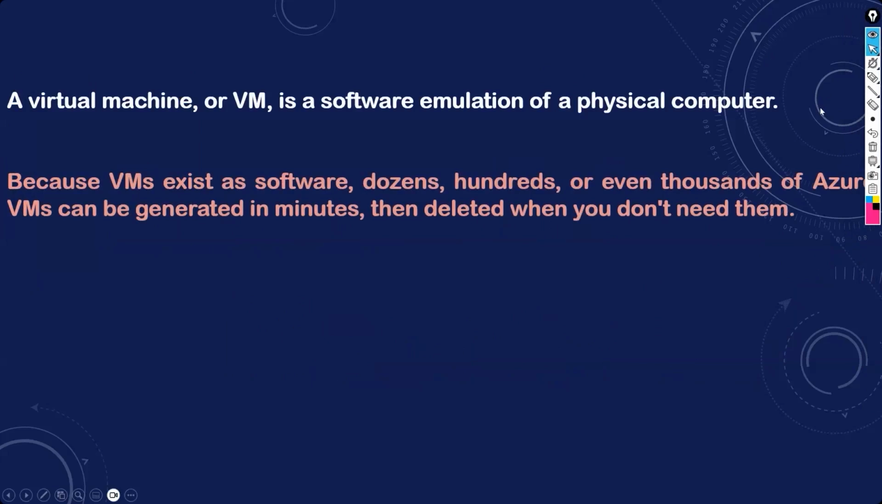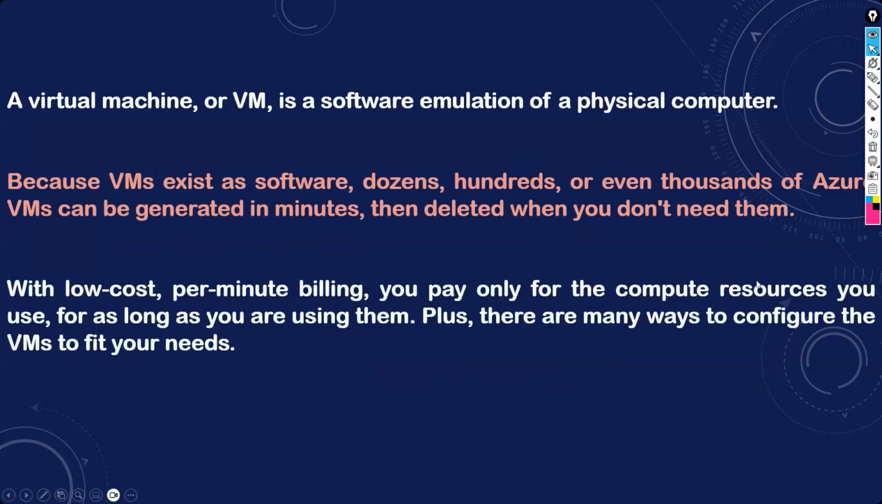Because a VM exists as software, dozens or hundreds or even thousands of virtual machines can be created in minutes, then can be deleted when you don't need them. Because a virtual machine is a piece of software. Though it has a virtual processor, virtual memory, virtual network interface card, virtual hard drives, it is still a piece of software. So as it is a piece of software, what does that mean? It is a piece of code. So at any point of time, you just do a copy paste of that code and another instance of a VM is ready for you.